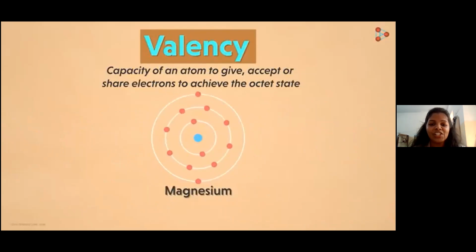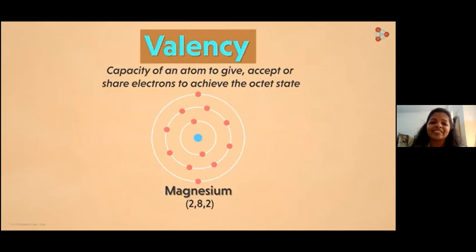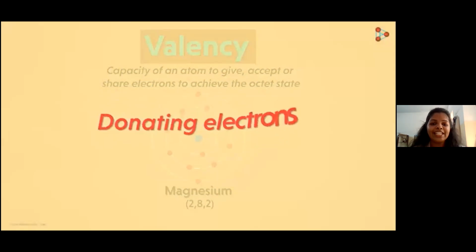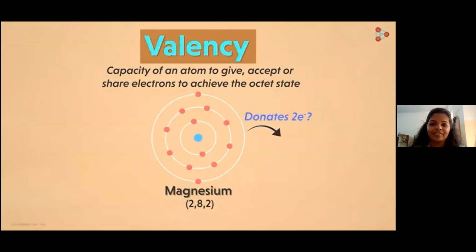Next is magnesium. The electronic configuration of magnesium is 2, 8, 2. In this case, it is easy to donate these 2 electrons instead of needing 6 electrons. It is very difficult to accept 6 electrons from another atom, so it is very easy to donate the 2 electrons. So here comes the donation of electrons to obtain the stable state. The magnesium atom donates 2 electrons.